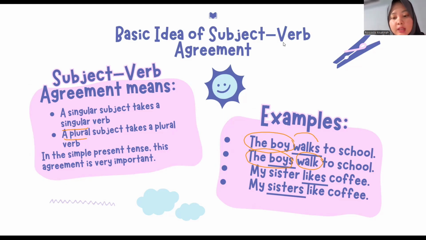And for the next example, my sister likes coffee. My sister is a singular subject, so we add an s at the end of the verb. And for the last example, my sisters like coffee. My sisters means a plural subject, so we don't need to add an s to the verb. The s on the verb shows a singular subject and not a plural one.